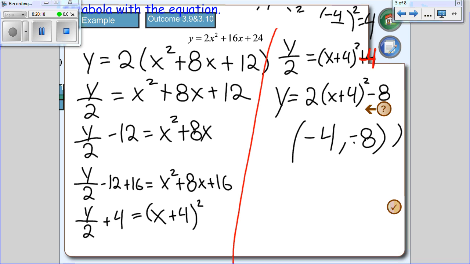What's your x-intercept? I'm glad you're all confused. We don't know. Vertex form doesn't tell you. You'd have to solve it. Right? So that's no good to us.